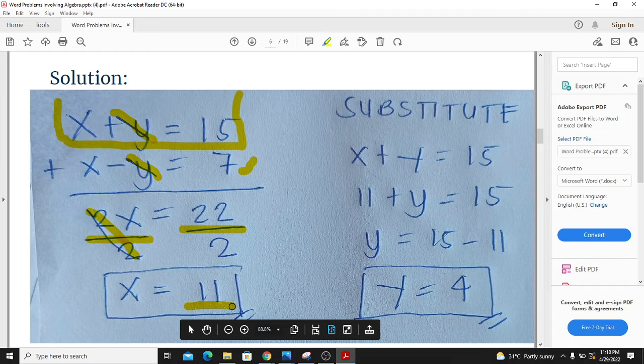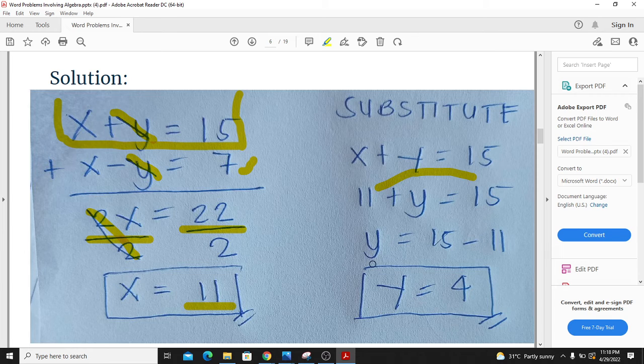Substitute x with 11. So 11 plus y is equal to 15. We have to transpose 11 to the other side. So that's left with y is equal to 15 minus 11. So y is equal to 4. So let's now try this with the second equation.